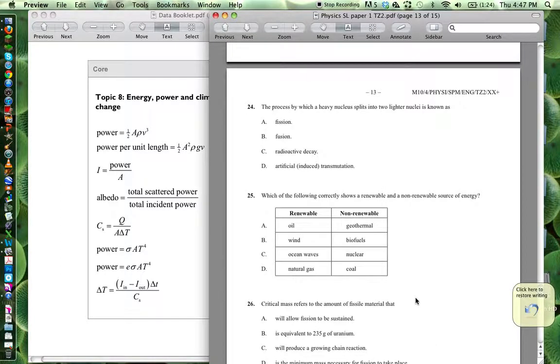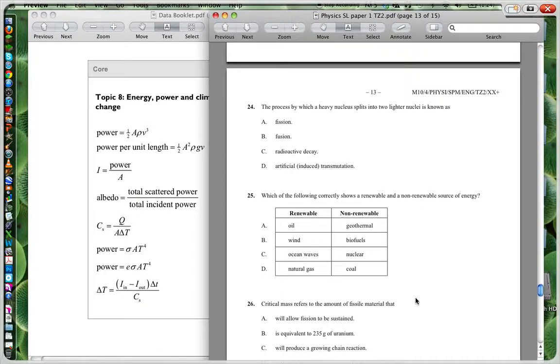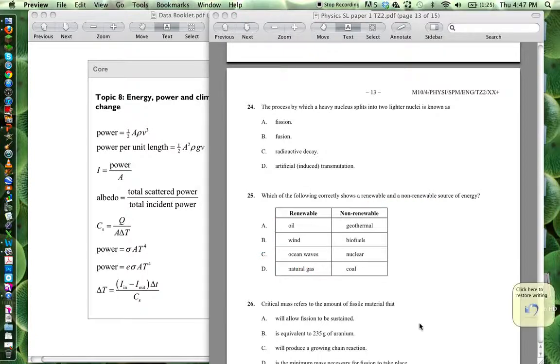Okay, so firstly for 25, which of the following correctly shows a renewable and a non-renewable source of energy? So oil is definitely not renewable, so that's not correct. Wind is renewable. Biofuel is also renewable, so it's not that. Ocean waves is renewable and natural gas is not, so C would definitely be the correct one. That's pretty straightforward. So those two questions so far were easy on this page. We now are going to go on to the next question.